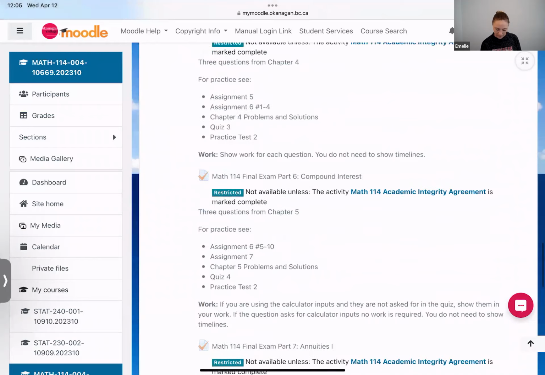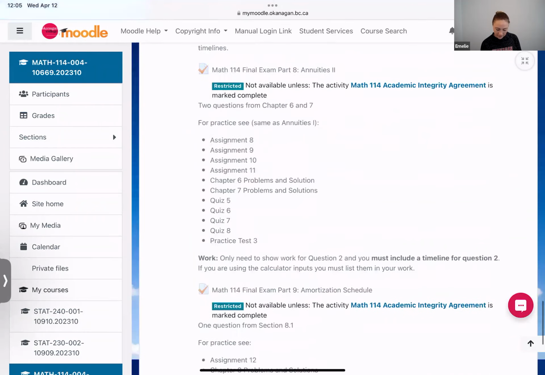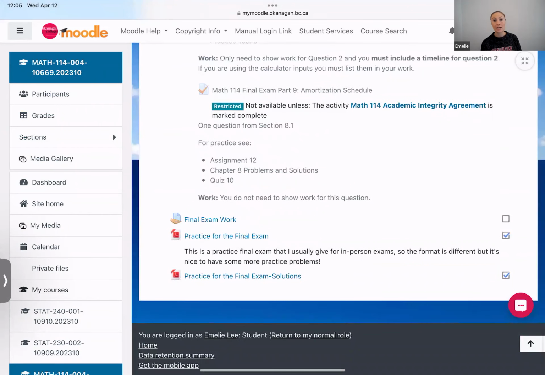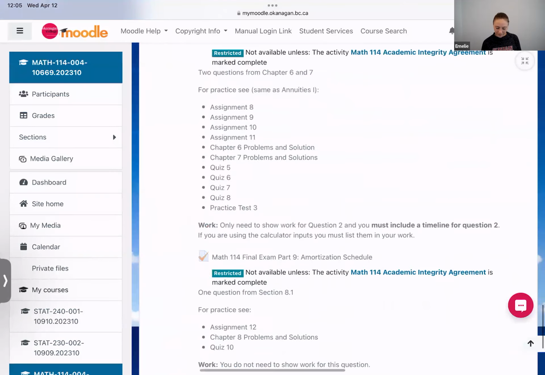Then you'll be all good. At the very bottom, I did post practice for the final exam, and then practice for the final exam solutions. I noticed those solutions are from a long, long time ago, and there were some edits. Sorry about that. Guess I was sloppy or something. But I'm not rewriting them. That's crazy.